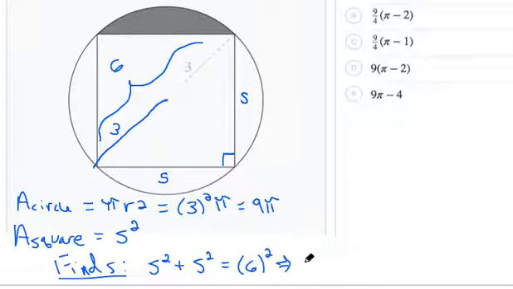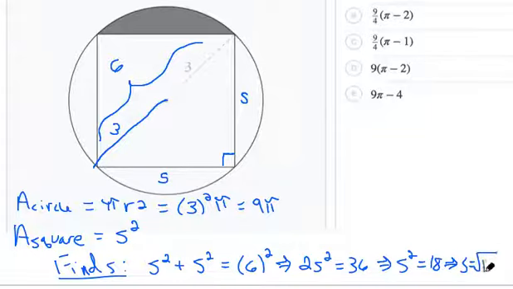Now simplifying this a little bit, we'll have 2S squared equals 36. Dividing out by 2, we have S squared equals 18. And taking the square root, we have S is equal to the square root of 18. Now normally we would get a plus or minus here, but remember S represents a length. So when we take this even root, we can throw out the minus option, or the negative square root of 18, because our length can't be negative.